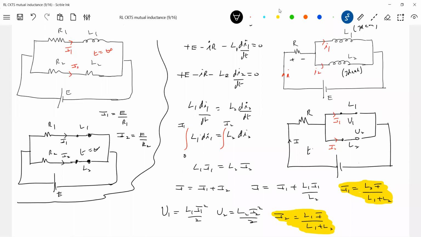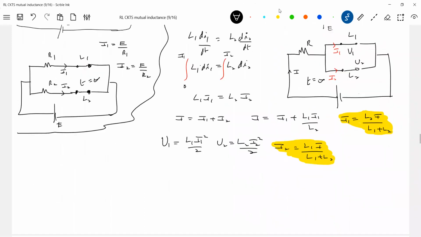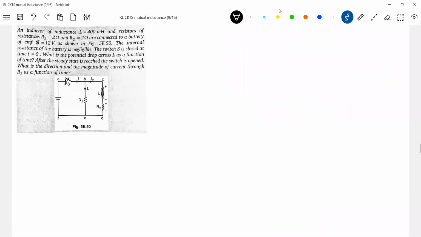At t equal to infinity, you can also calculate the energy stored in the coils. Okay, now let's come to a circuit with more than one loop. Can you remember, in the capacitor circuits, more than one loop? Similarly, you can get more than one loop circuits. It's a previous advanced question, so we'll work out the problem here.